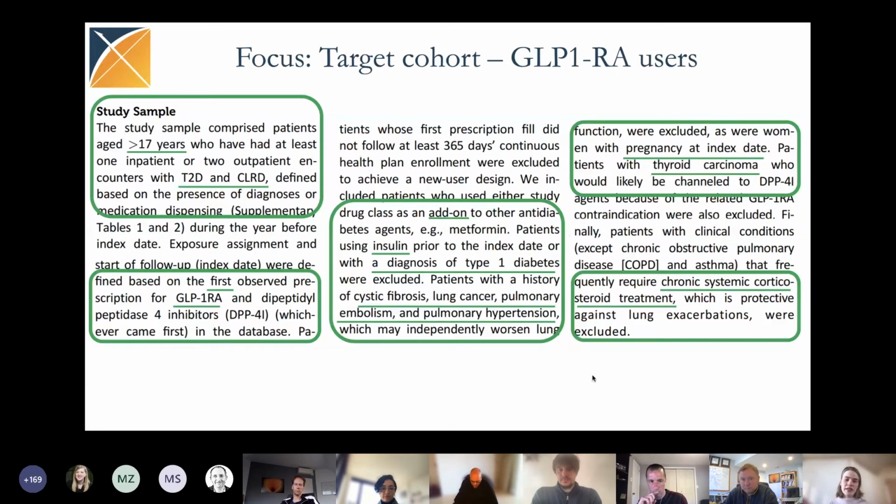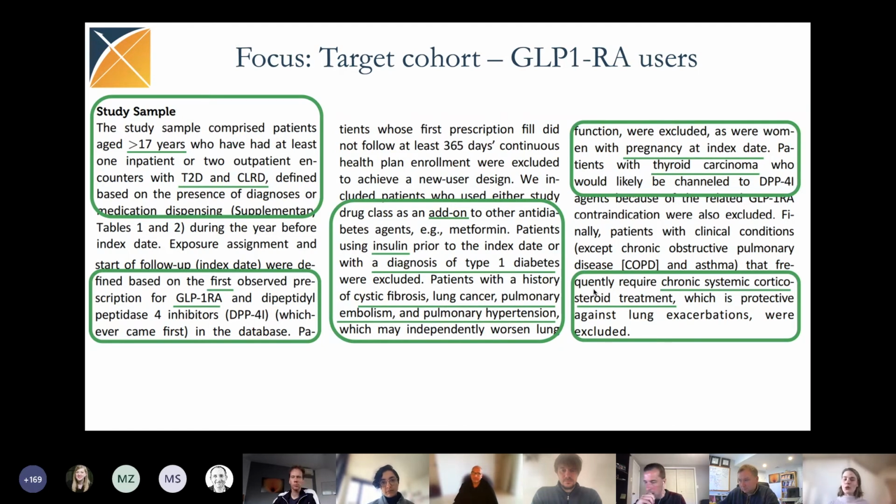Essentially, you can see a sample of the text that describes the cohort. To orient you in the cohort that we'll be using throughout the talk, we looked at patients more than 70 years old with type 2 diabetes and CLRD who started on GLP-1 receptor agonist treatment, which has to be an add-on treatment to another antidiabetic drug. Then we have a bunch of exclusion criteria, like type 2 diabetes and other conditions. So you can see that the whole cohort is described in, I would say, 5 sentences.